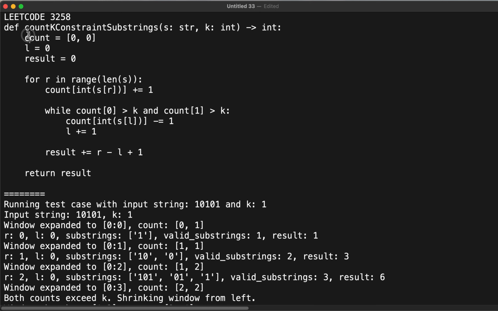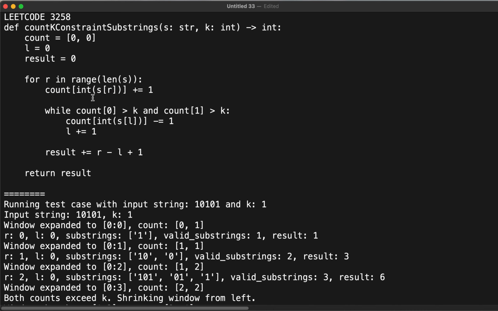So you start off with count. You have a list which counts the number of zeros and the number of ones. You start off with L equals 0 and the total number of substrings as 0. Now you start moving R through the binary input string, and then you set the count of whatever is the first character in the binary string.